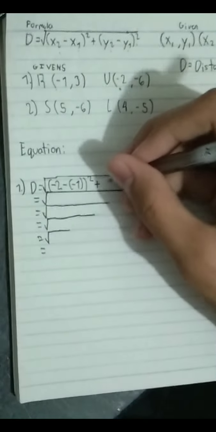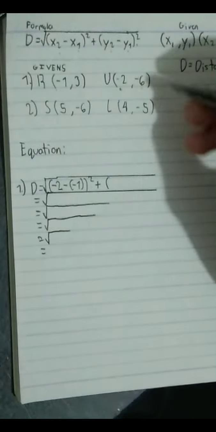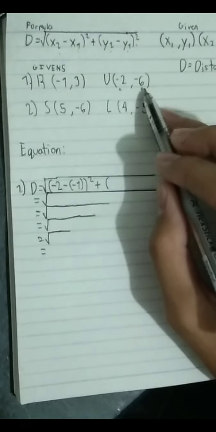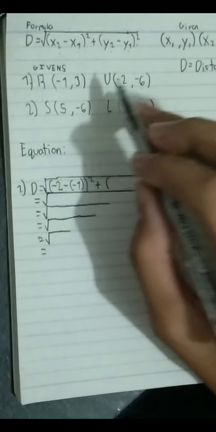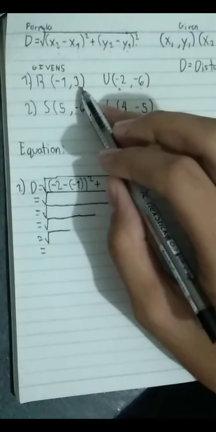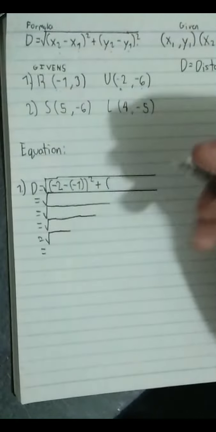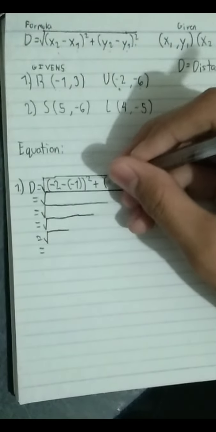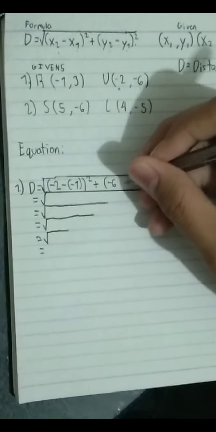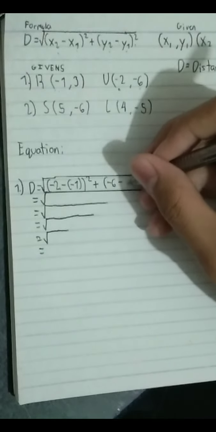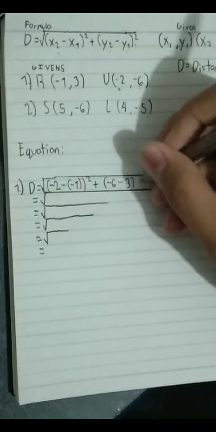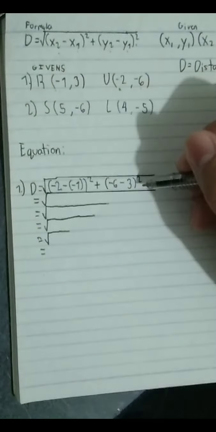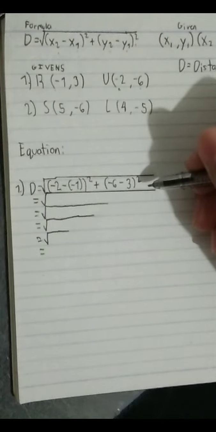So next, negative 6 is y sub 2, then 3 is y sub 1. So let's bring them down together. Quantity negative 6 minus 3 squared. So that is the given. So now we can answer it.